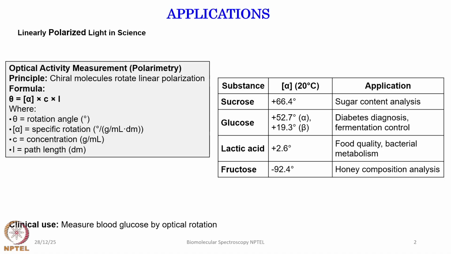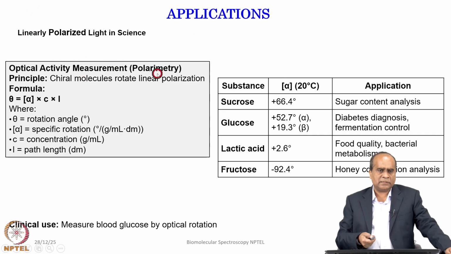Now, for polarization we also looked at what kind of tricks or techniques can be adopted, and one can have linearly polarized light as well as circularly polarized light. That is what we discussed. Now, where are we going to use it, and why do we have to do it? So, linearly polarized light, what kind of application does it have in science?